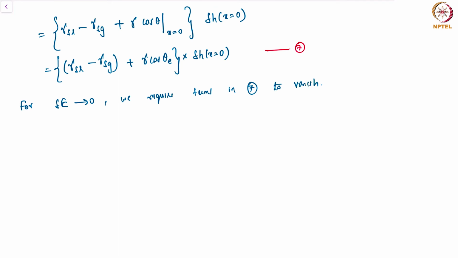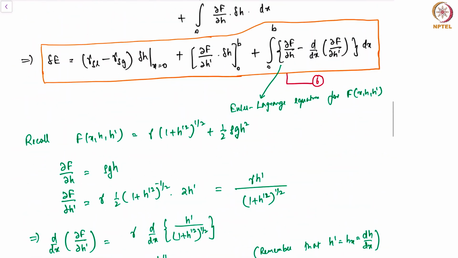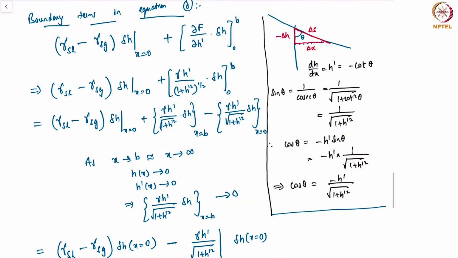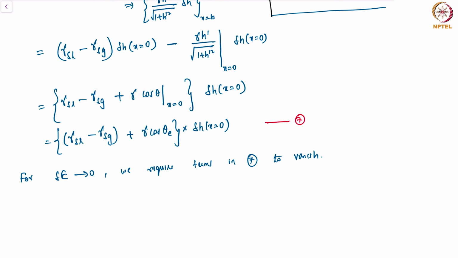Remember, there are two terms in the variation of energy. The first two terms on the right hand side are the boundary terms. The other term, the integral term, has anyway been set to 0 because we have enforced that the quantity in the integrand is 0, since it is the Euler-Lagrange equation. So the only thing left are the first two terms on the right hand side. After some algebra, we found that they can be grouped in this elegant fashion, all evaluated at x equal to 0.